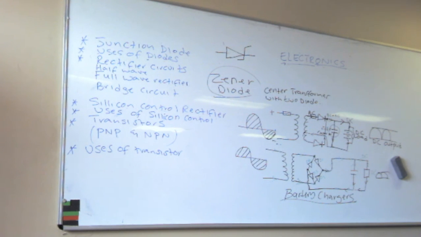Draw a circuit diagram for this bridge rectifier with a battery charger. 20 marks. 20 marks just to draw this one. I don't think he even wants you to explain. Just a drawing. That's why I said it's electronics. Just a drawing.